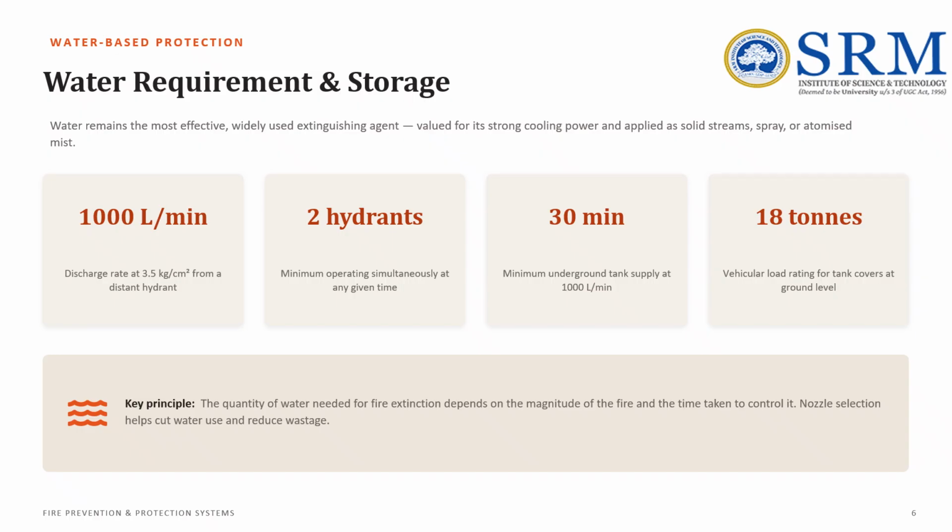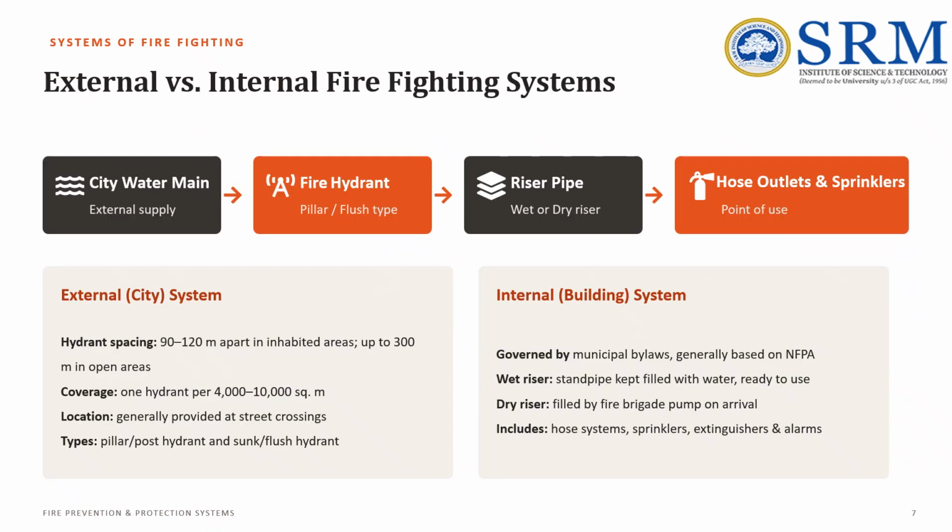Underground fire water storage tanks should provide sufficient water for at least 30 minutes of continuous firefighting. Tank covers should also be strong enough to withstand fire engine loads, typically around 18 tons. Proper water storage ensures firefighters have an uninterrupted water supply during emergencies.